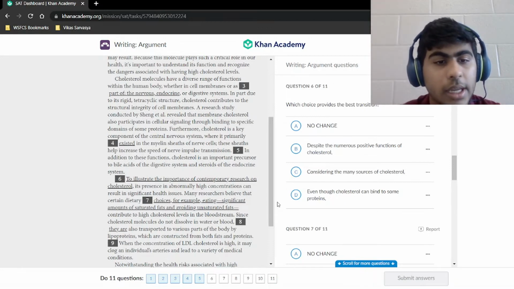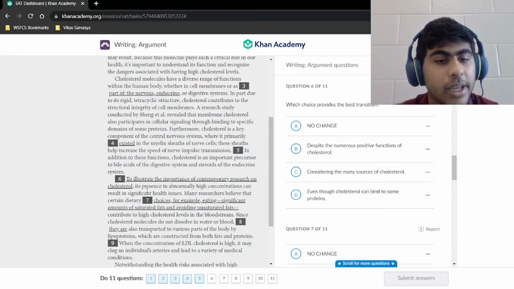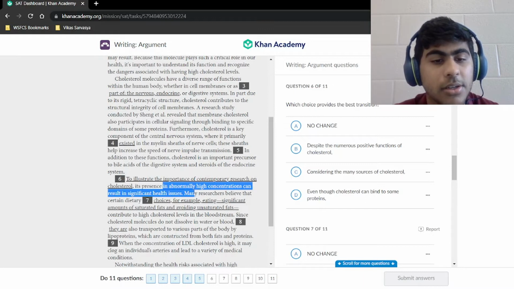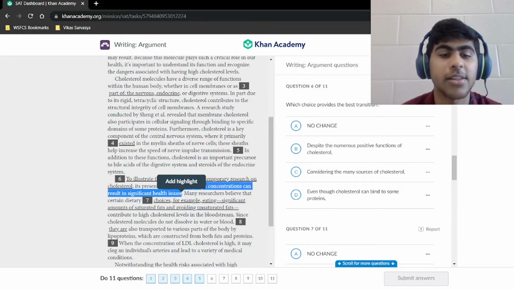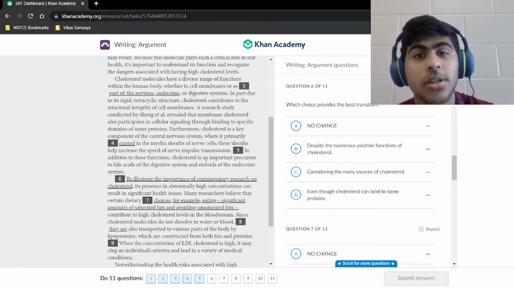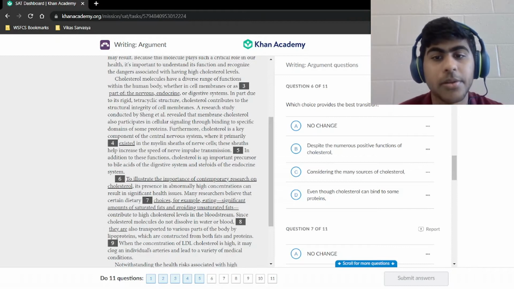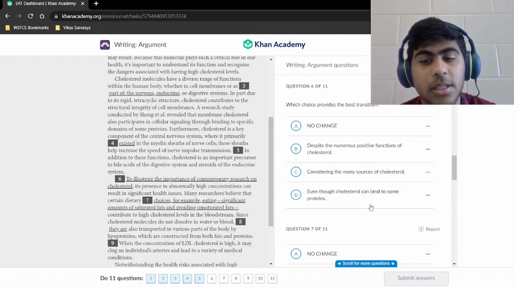So we're saying that cholesterol is helpful here, but then here we're saying its presence in abnormally high concentrations can result in significant health issues, which is a problem. So we're saying it's not always good, right? So it's not always good. So which one talks about that?